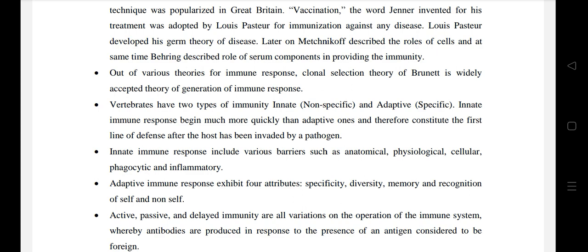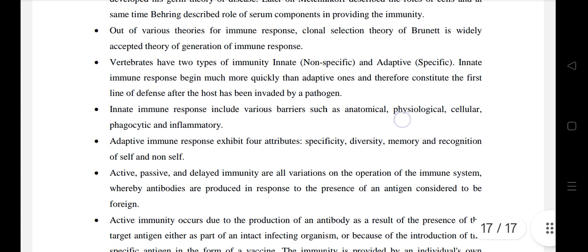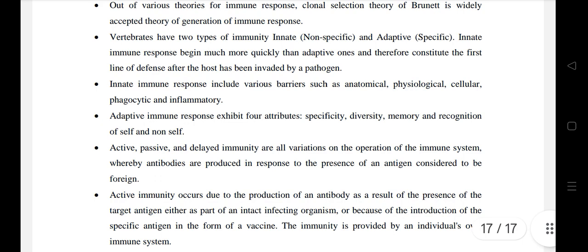Vertebrates have two types of immunity: innate, non-specific, and adaptive or specific. Innate immune responses begin much more quickly than adaptive ones and therefore constitute the first line of defense after the host has been invaded by a pathogen. Innate immune responses include various barriers such as anatomical, physiological, chemical, phagocytic, and inflammatory. Adaptive immune responses exhibit four attributes: specificity, diversity, memory, and recognition of self and non-self.